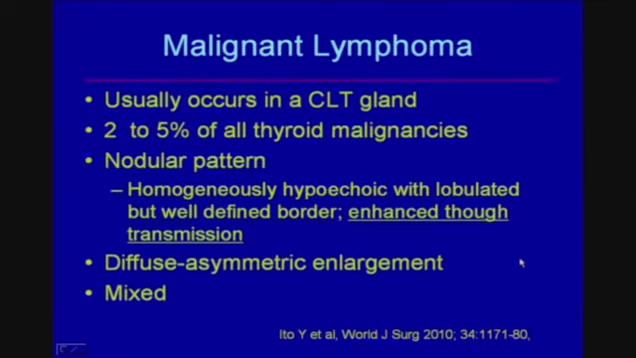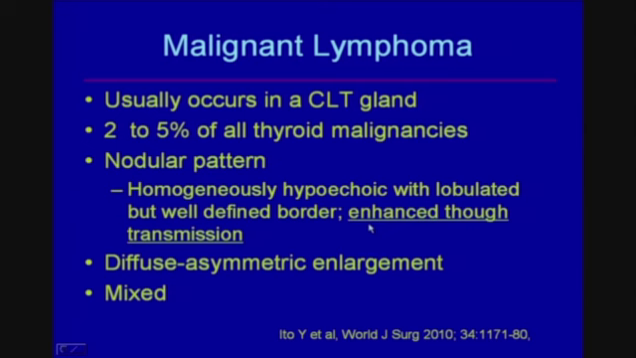Now, what about malignant lymphoma? Malignant lymphoma of the thyroid is relatively unusual, but virtually all cases occur in the setting of chronic lymphocytic thyroiditis. They account for about 2 to 5% of all primary thyroid malignancies. And they tend to have one of 2 or 3 different patterns. One can just be a homogeneously hypoechoic lobe or lesion within a lobe with a lobulated margin, and they tend to have a well-defined border, and the pearl of diagnosis here is increased through transmission.